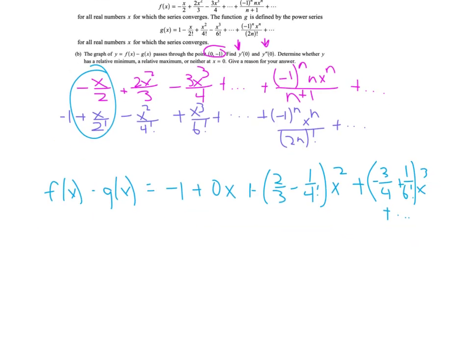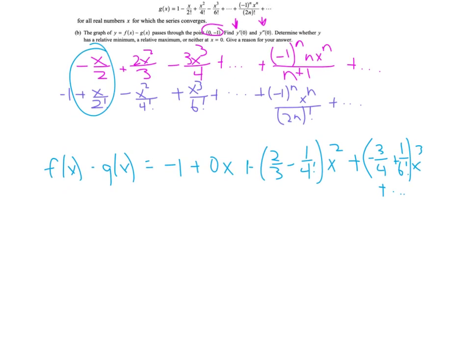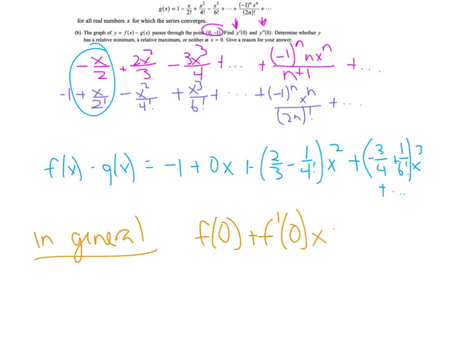Now, let's think of a Taylor/Maclaurin series in general. In general, the series is going to be f of 0 plus f prime of 0 times x. That was not a 0, that was an x. Plus f double prime of 0 times x squared over 2 factorial, and so on. And I'm being asked to find y prime of 0 and y double prime of 0.